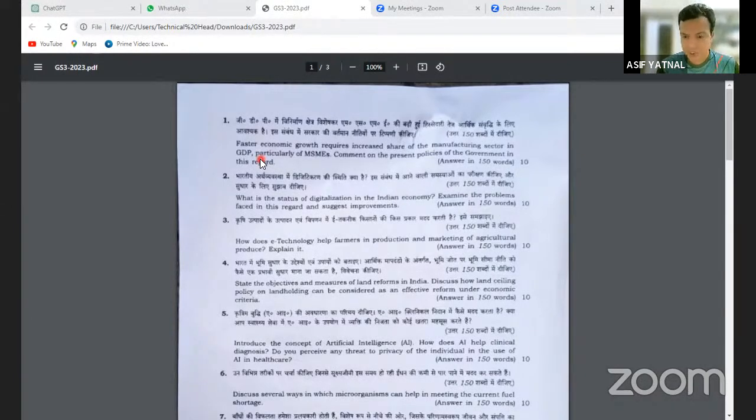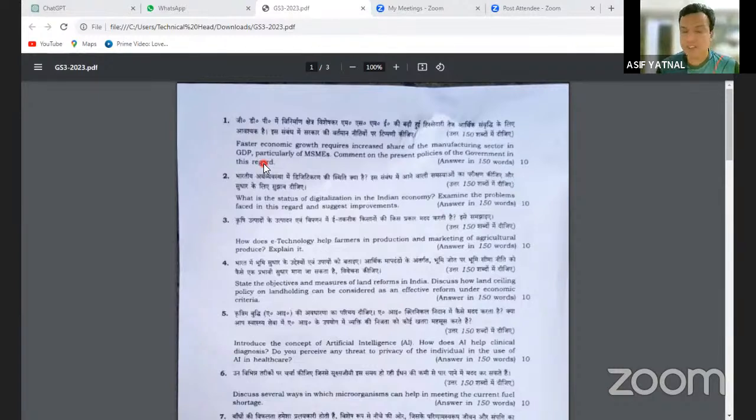So the same thing I have already discussed in class has been asked here: faster economic growth requires increased share of manufacturing sector in GDP. Now, can anybody tell me what is the share of agriculture, services and manufacturing in the Indian economy? I always make a triangle, a pyramid, and show it to you. Around 18% contribution is from the primary sector, around 50 to 55% from the services sector, and the remaining is from the manufacturing sector.